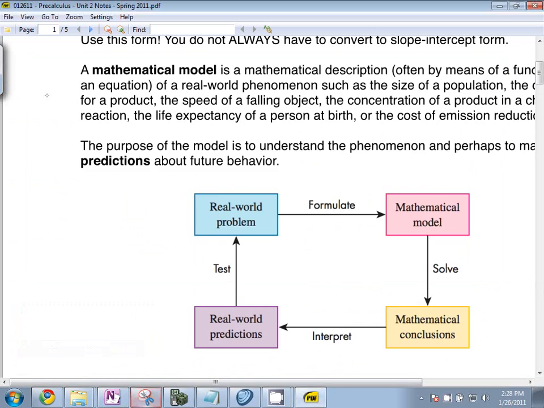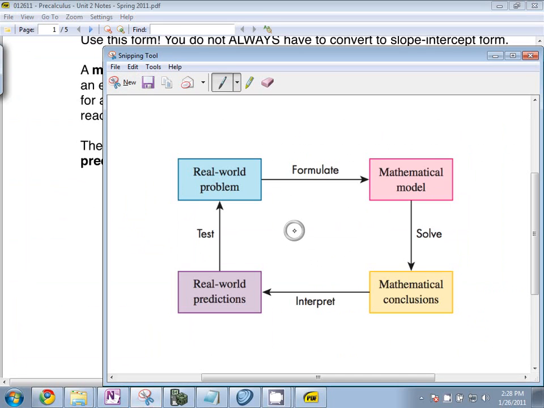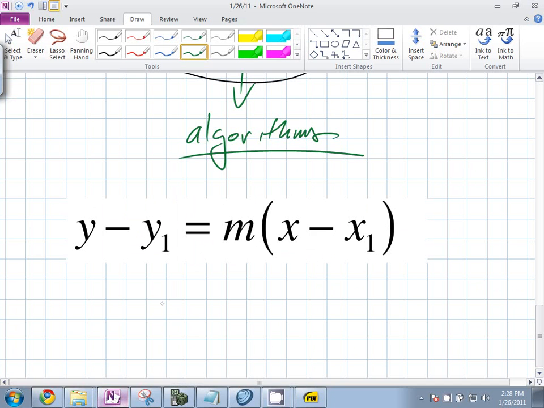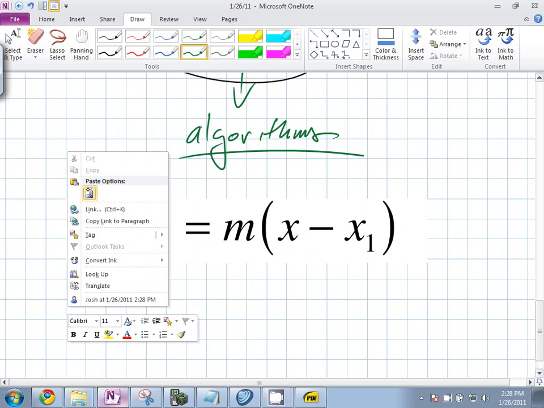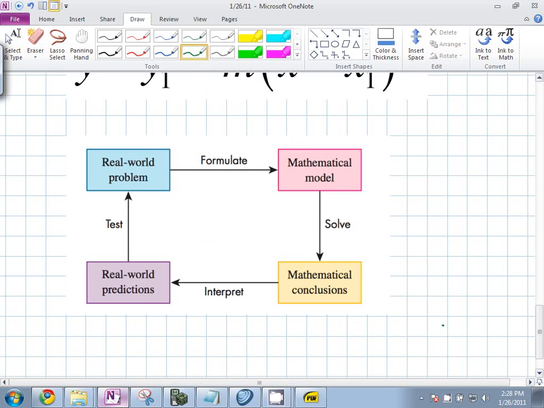So if you had a real-world problem, you could formulate a mathematical model. Once you have a mathematical model, you could determine a mathematical conclusion. From your conclusion, you can make a prediction. But then that prediction could lead you back to the real world. For example, we could use some data to predict population growth. We could then figure out that we're going to hit 12 billion people in 2100, whatever, right? But the predicted carrying capacity of the planet is 10.5 billion. So what's our new problem?